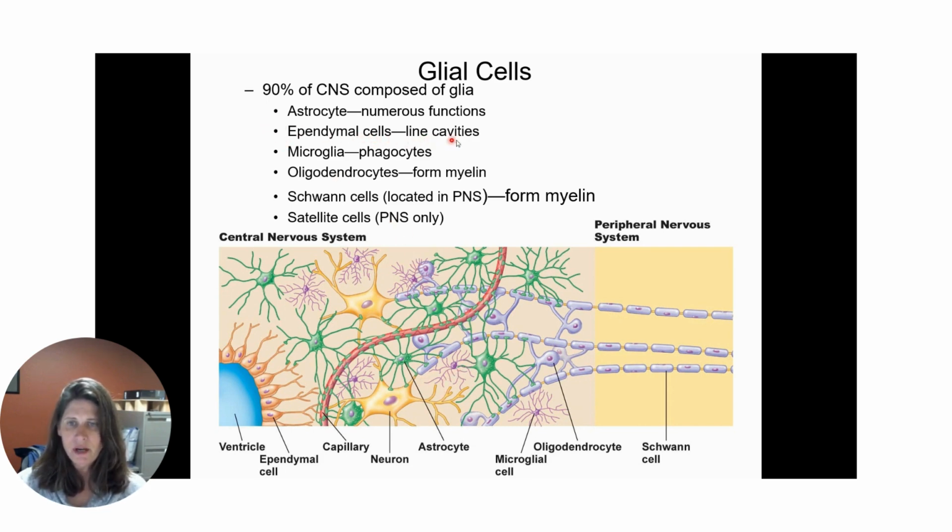And then the final one of the central nervous system are ependymal cells. You can see them here. Their job is to line the internal cavities within the brain. Remember, those are called the ventricles. Those ventricles are filled with fluid, and the ependymal cells help form that fluid located inside the ventricles. Remember, that fluid is referred to as cerebral spinal fluid, or CSF. Okay.